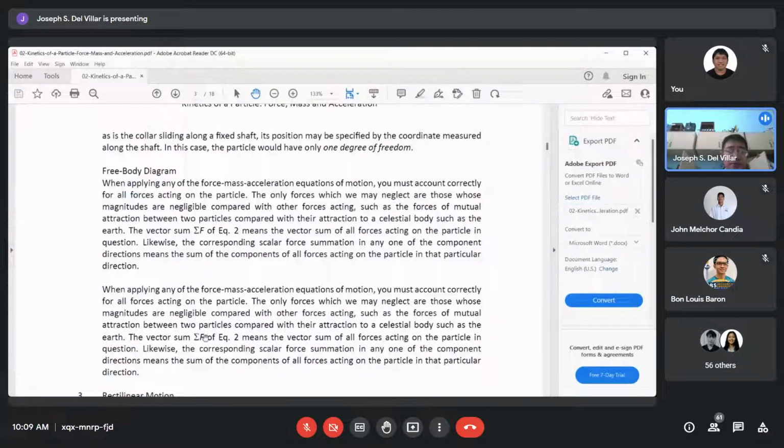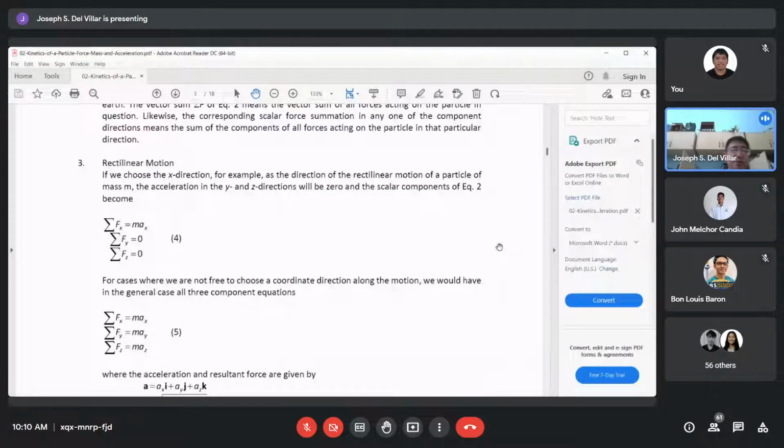Now, the vector summation of F, okay, this means that the vector sum of all forces acting on the particle in question. Okay? Likewise, the corresponding scalar force summation in any of the component directions means the sum of the components of all forces acting on the particle in that particular direction.